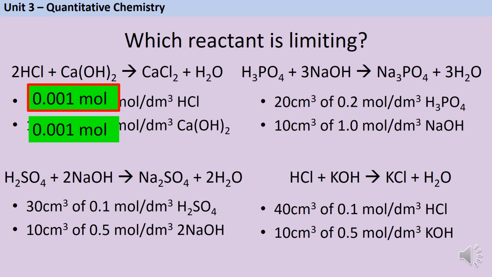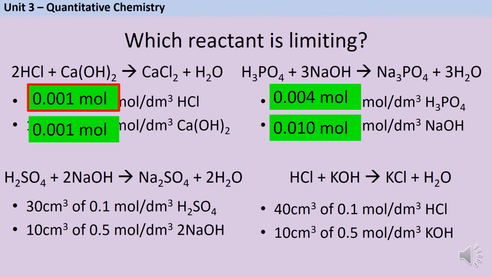For question 2, we've worked out that 0.2 mole per decimetre cubed multiplied by 0.02, because I need to put it into decimetres cubed, gives me 0.004 moles. And if I do the same for sodium hydroxide, I have 0.010 moles. Now, you don't actually need to include the extra 0 there, but I tend to find that keeping all of my moles to the same number of decimal places helps me to assess how big they are and stops me getting confused in a stressful situation.